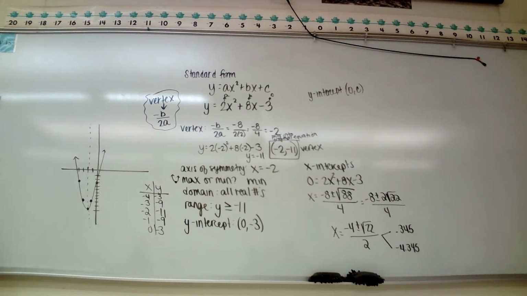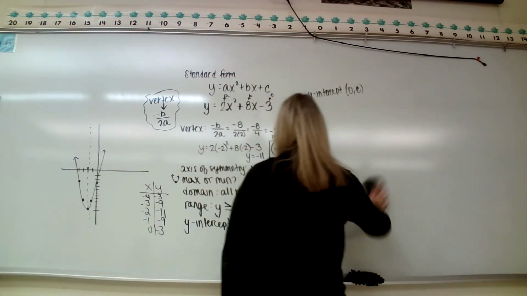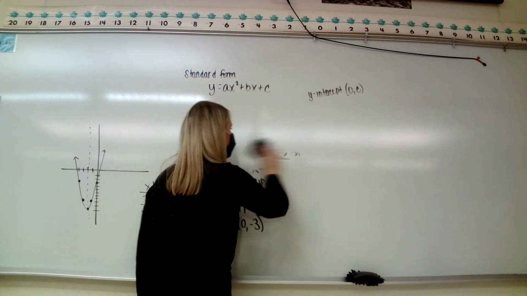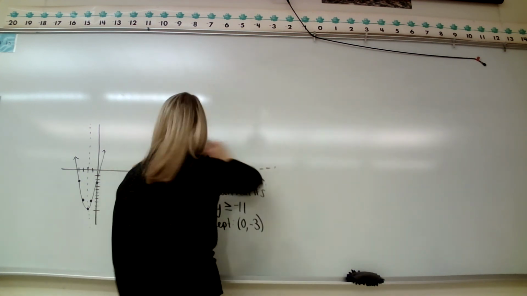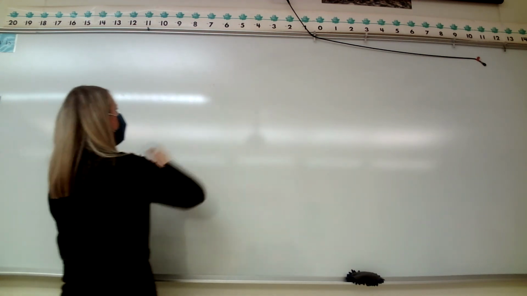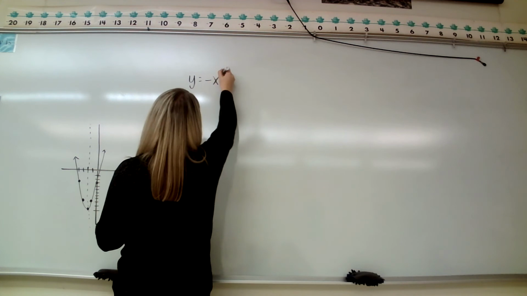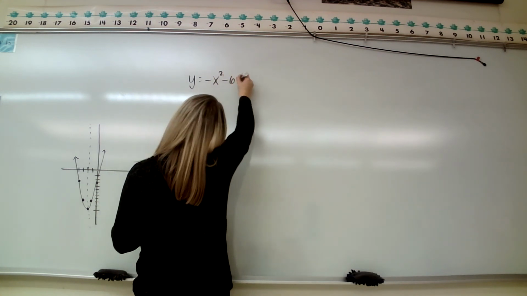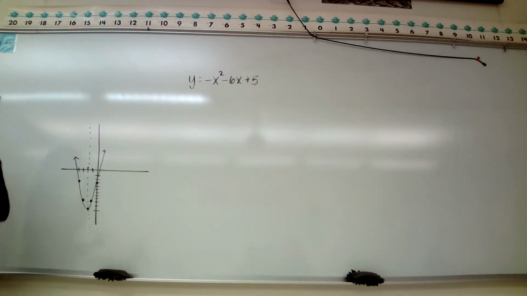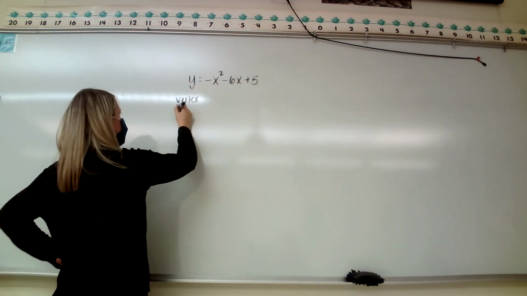Okay, so let me give you a new equation here. Oh, there's a lot going on in this problem. I'm just erasing everything. Here we go. All right, so say my equation is y equals -x squared minus 6x plus 5. Okay, so that's a quadratic equation in standard form. Can you label the vertex, the axis of symmetry?